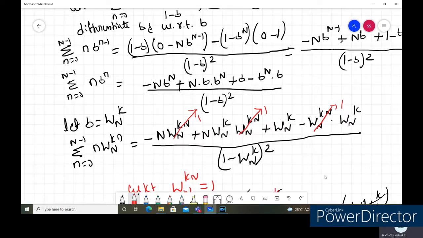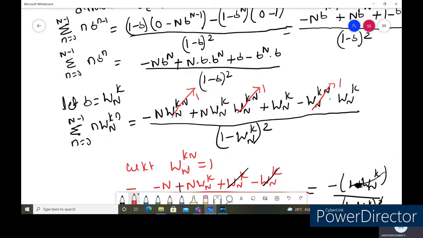So here what we can do is we'll simplify this expression. We know that omega N to the power of k into N is nothing but 1. We'll substitute that one. So omega N to the power of k to the power of capital N is nothing but 1. Here also it's 1. Here also 1.